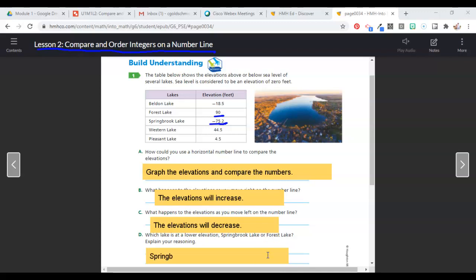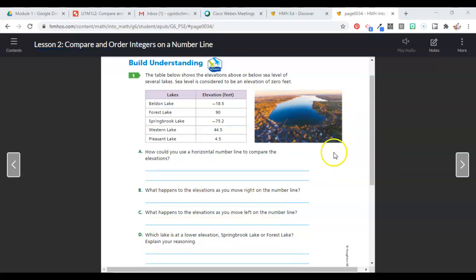So we're going to type Springbrook Lake because it is a negative number. It is on the left-hand side of 0. Forest Lake is a positive and it's on the right-hand side of 0, making it the larger number. Hold on one second as I go down the page slightly.